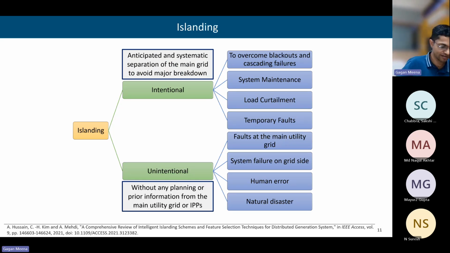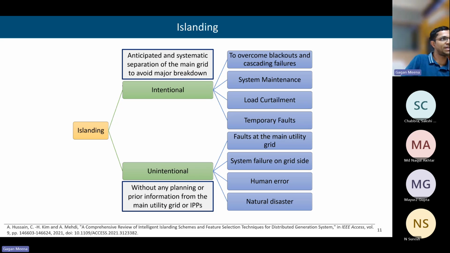First is unintentional islanding, which is without any planning. It is forced, just as we have forced outages of generators. It is not planned, it is unforeseen, and it happens without any prior information. That can be from main utility grids or independent power producers. And this can be because of so many reasons. Faults at the main utility grid can be due to some system failure on the grid side, human error, or some natural disaster, like cyclones, earthquakes, so many things.